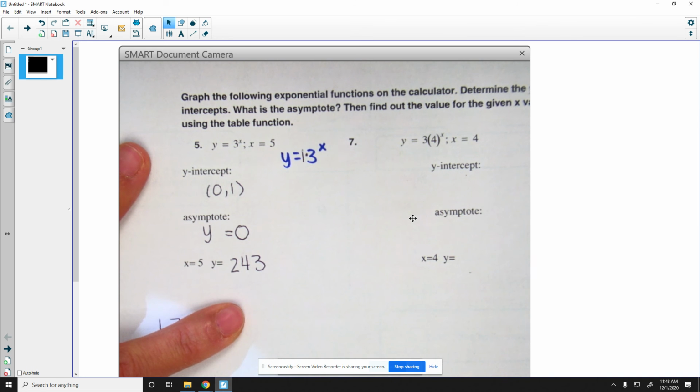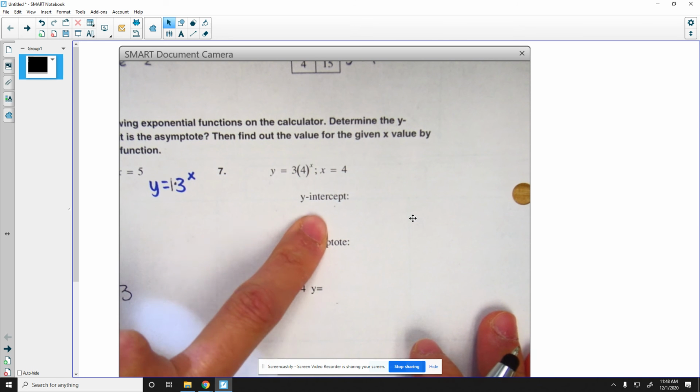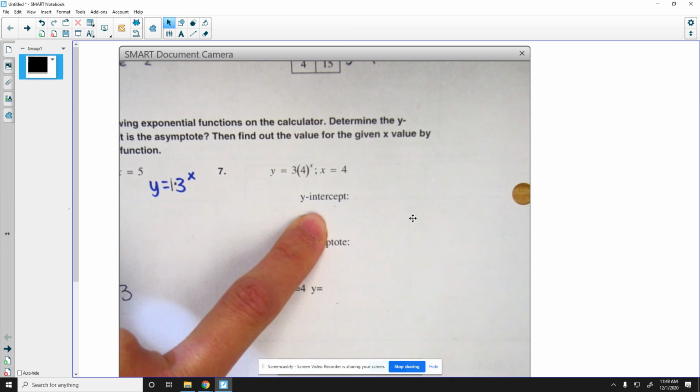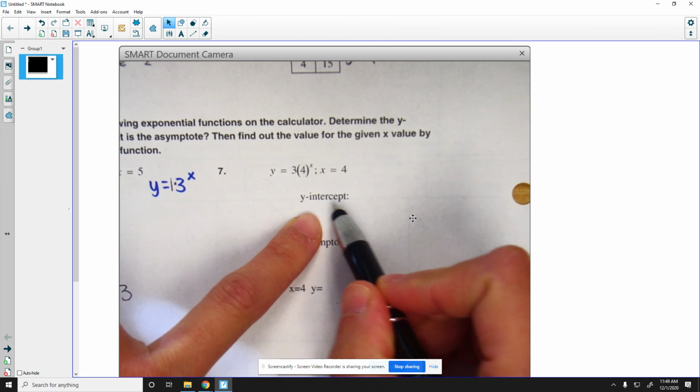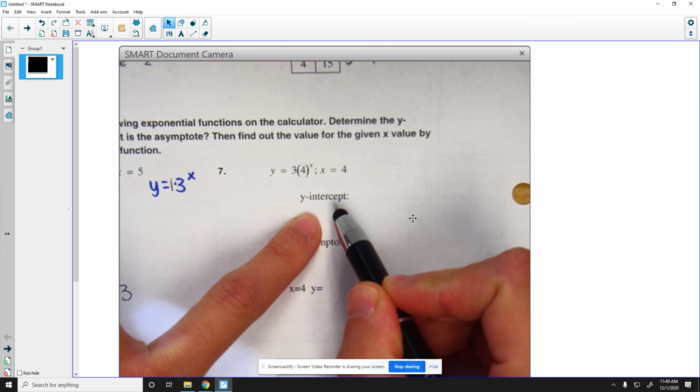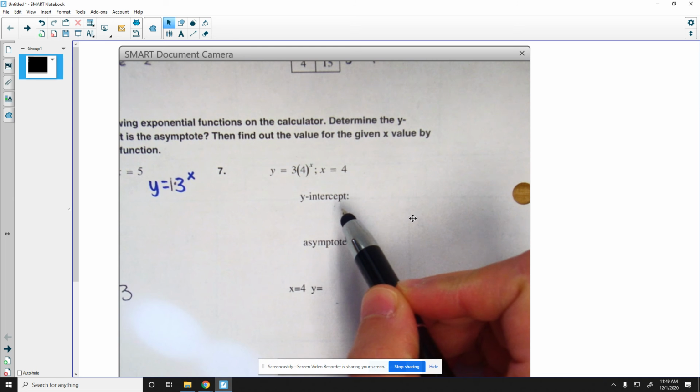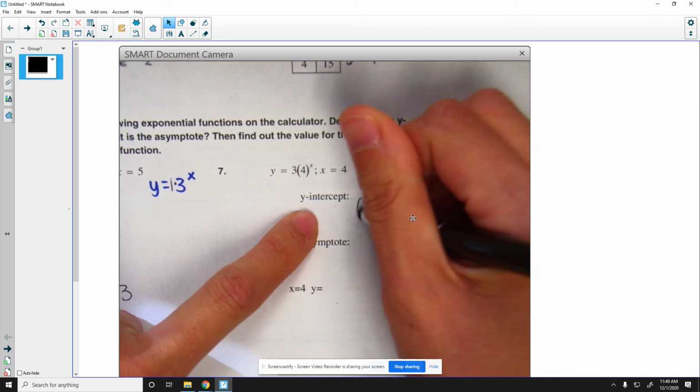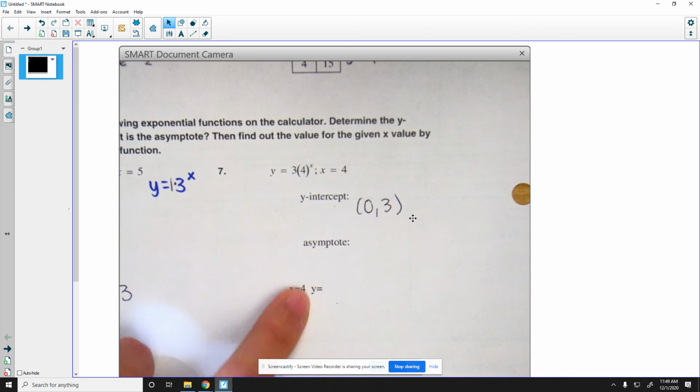Okay. So let's do this one really quick then. 3 parentheses 4 to the x power. All right. Someone online, shout it out or type it in. What number is the y-intercept? 3. Thank you. 0, 3 or just 3. Thank you guys.